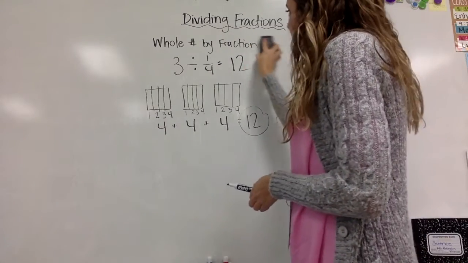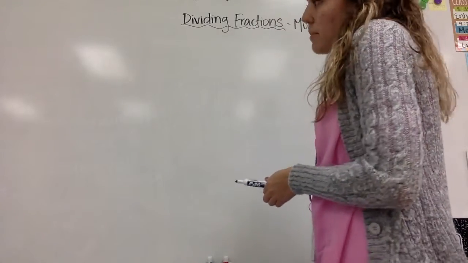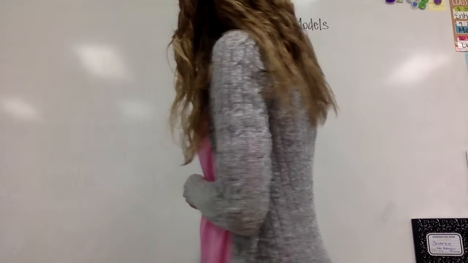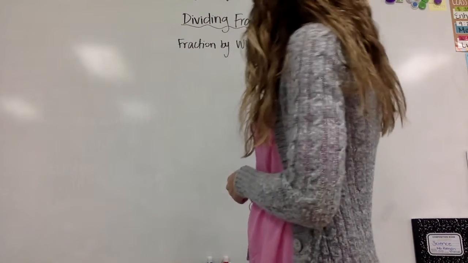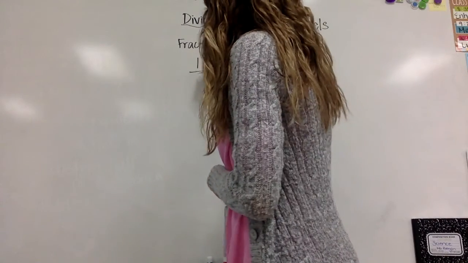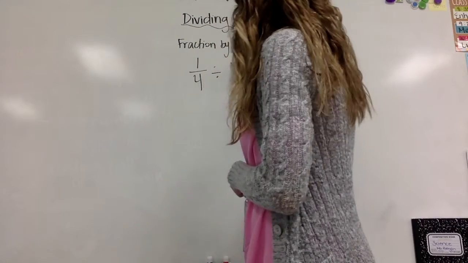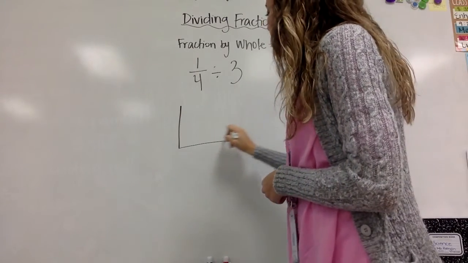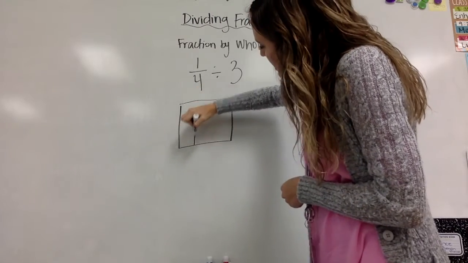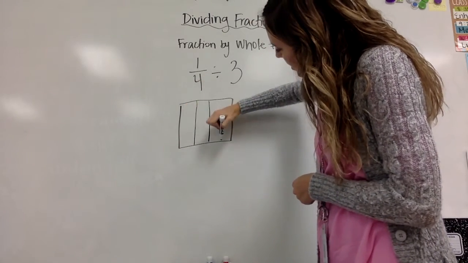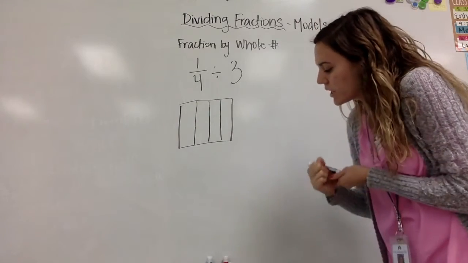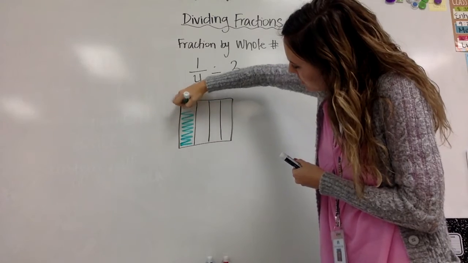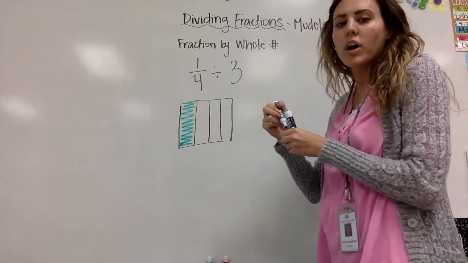Next, we're going to look at dividing a fraction by a whole number. So if I have the fraction 1/4 and I want to divide it by 3, I'm going to start by representing or drawing my 1/4. So I'm going to draw my whole and I'm going to split it into fourths. And I'm only looking at 1/4 piece. So I'm looking at this 1/4.